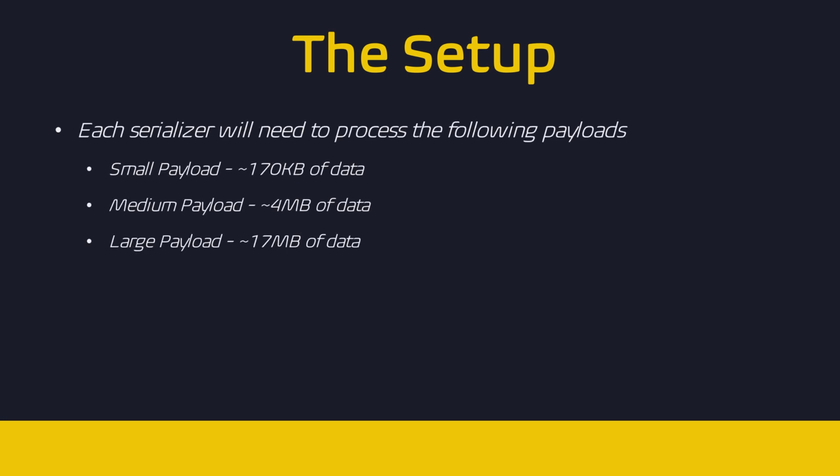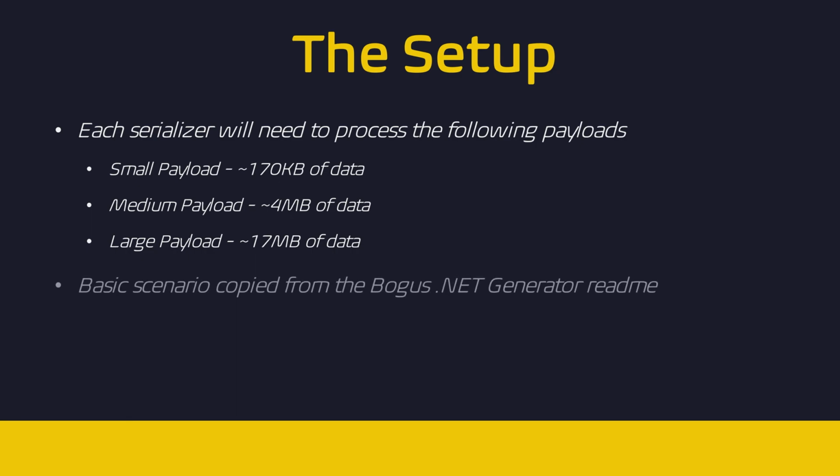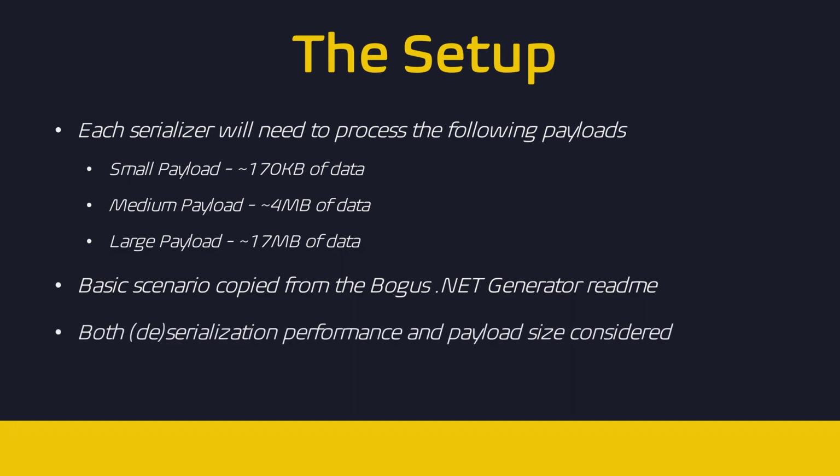Every serializer framework will need to process the same payload with three different sizes. The small size is roughly 170 kilobytes of data. The medium size is about 4 megabytes of data, and the large size is about 17 megabytes of data. The payload is a list of users, with each user having a set of orders generated using Bogus. We will compare both the serialization and deserialization performance of all the frameworks before taking a look at the size of the payloads that it generates.